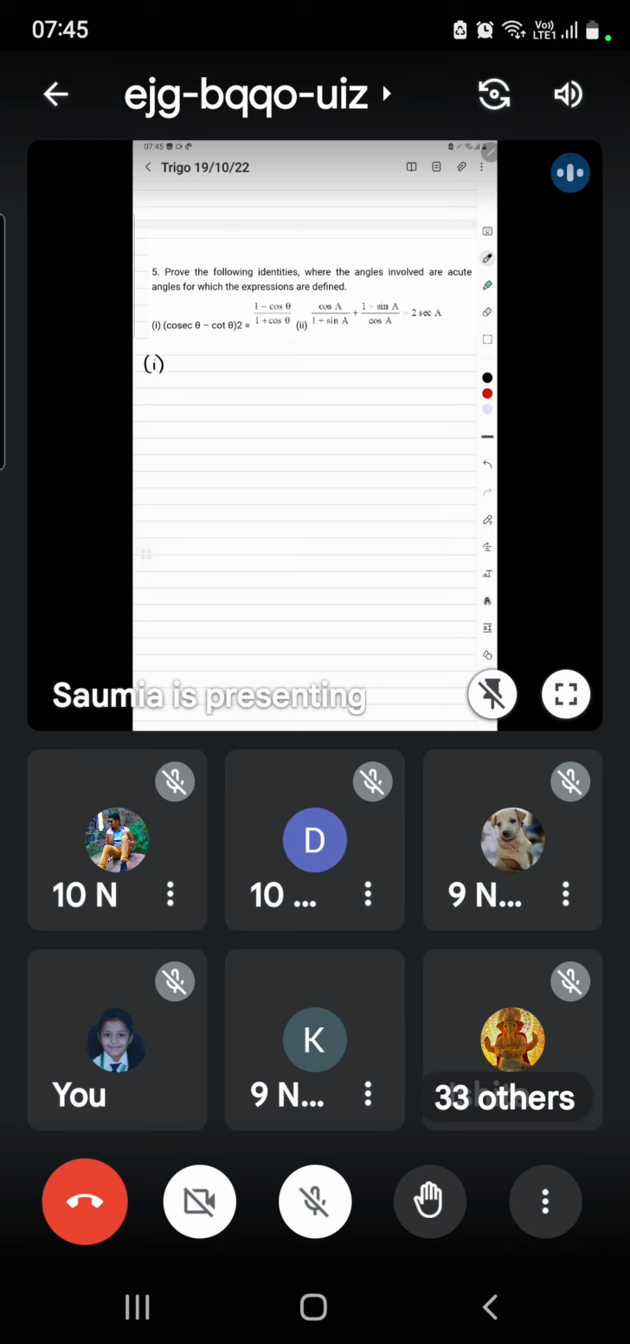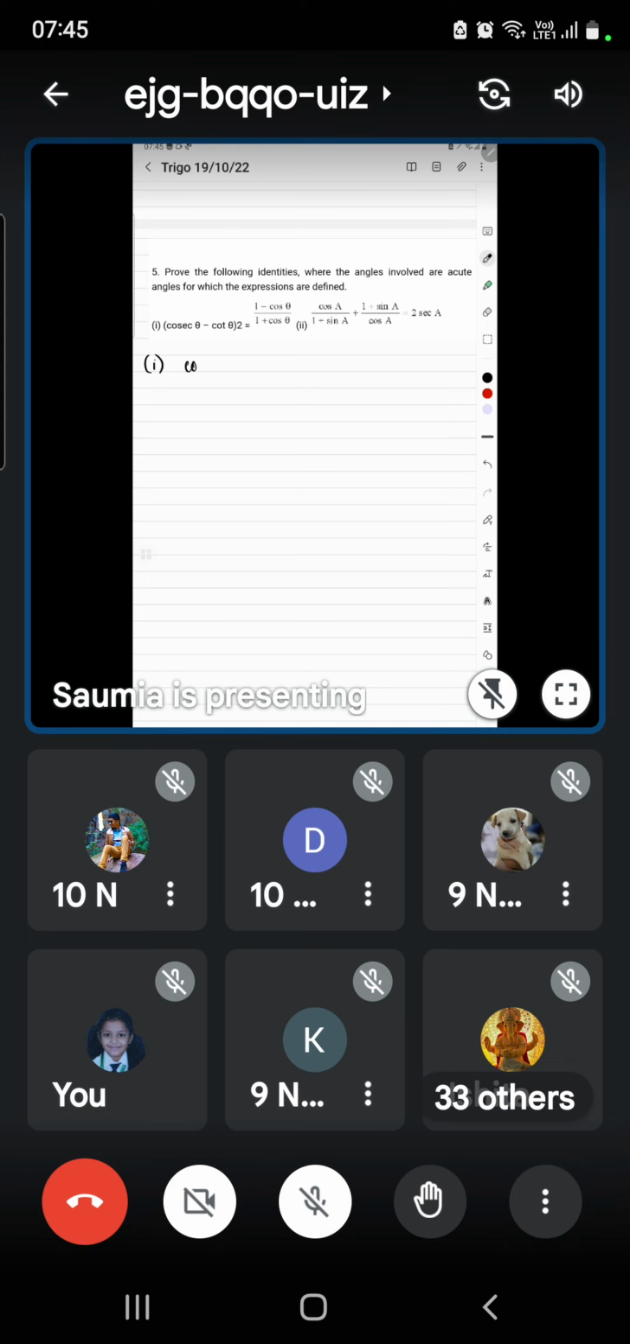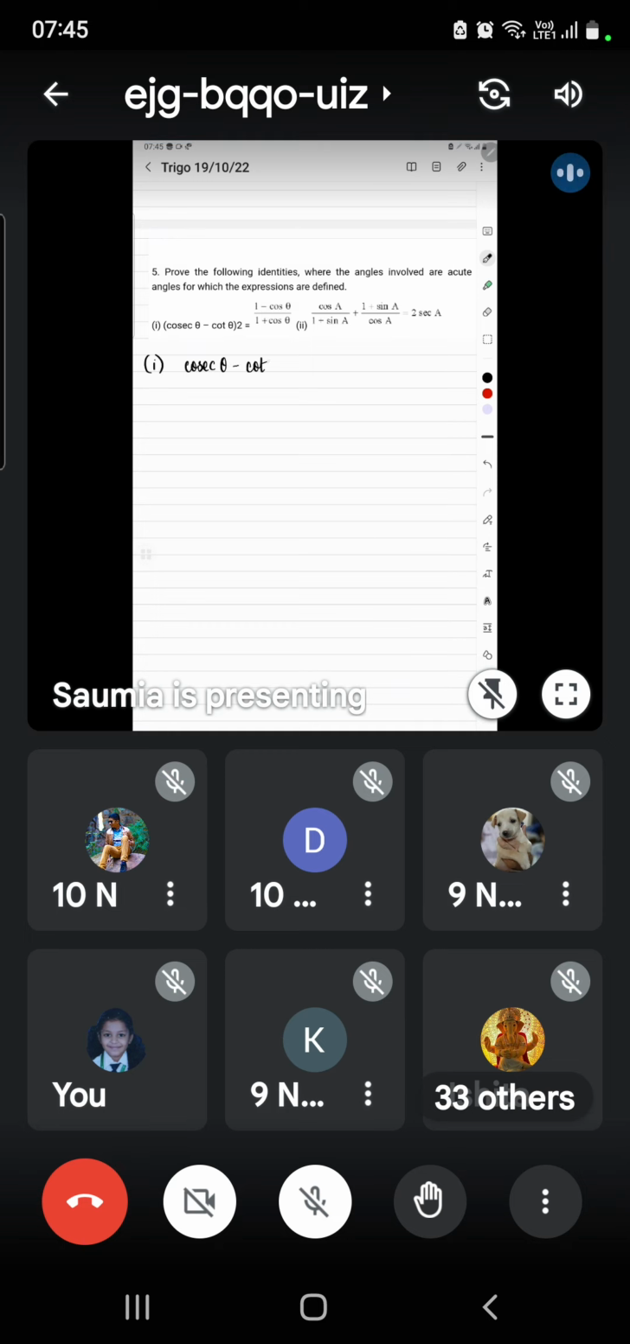Everyone? Yes, ma'am. Okay. Now let's have a look at this question. Cosec theta minus cot theta, the whole square. Now, what does this remind you of? This is the LHS. We have to prove that this is equal to this. So we have now taken the LHS. We have to somehow get this. Okay, that's the idea.